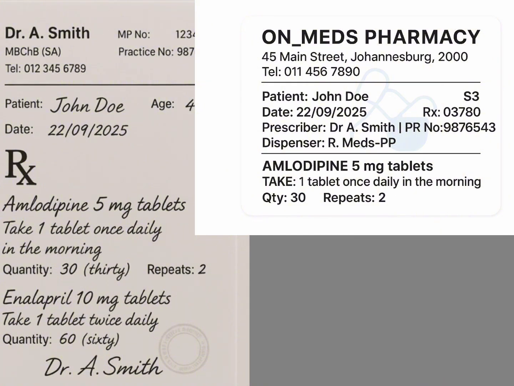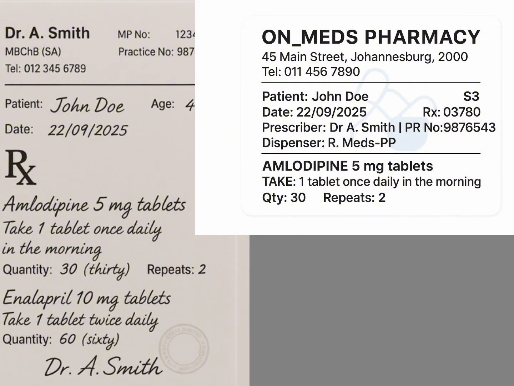And then as you can see as well, there are repeats. It says repeats 2. That means there are 2 more repeats after this one. It matches the one on the prescription. In the prescription there are 2 repeats, and on the label as well it says 2 repeats. As I said, your label will be like a reflection or interpretation of your prescription.